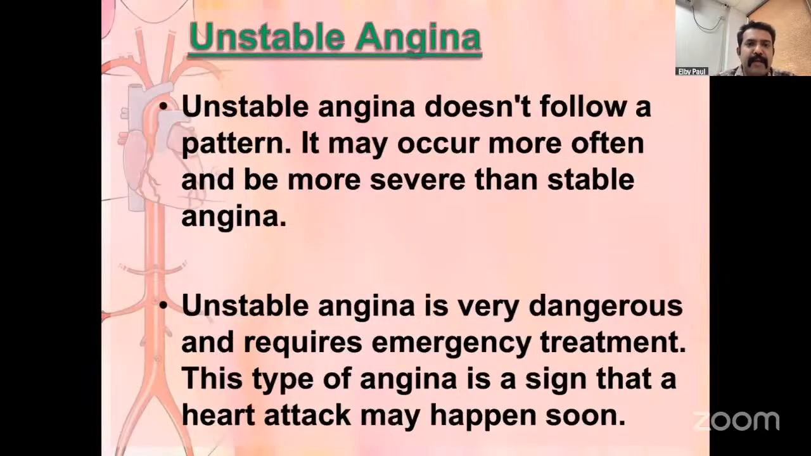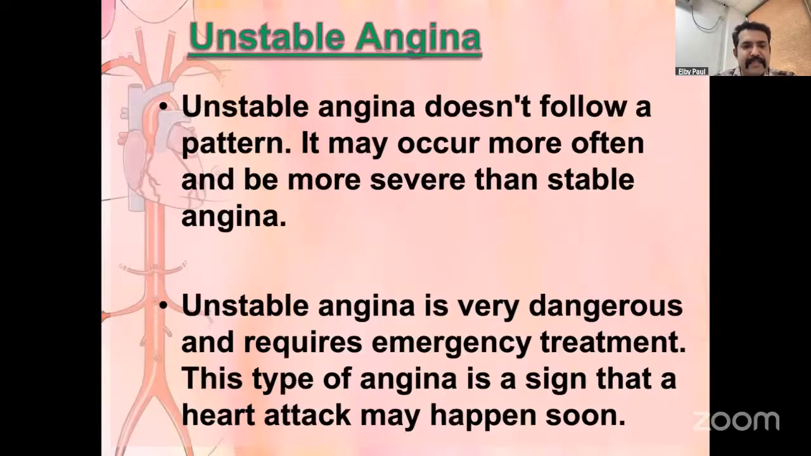Coming to unstable angina, it doesn't follow a pattern. It won't give you indications like yes, I am coming, you will have pain at this time. It won't give any such indication, the pain starts suddenly. It can be a radiating pain, meaning it can start from the left side of the chest and radiate into the left hand or to the back or to the jaws. It's a radiating pain, unstable angina.